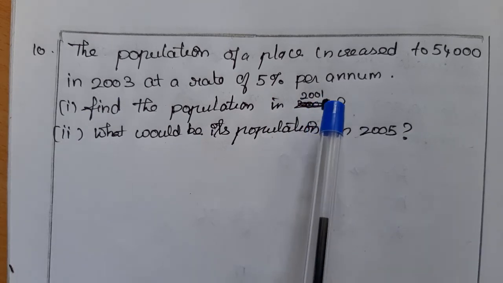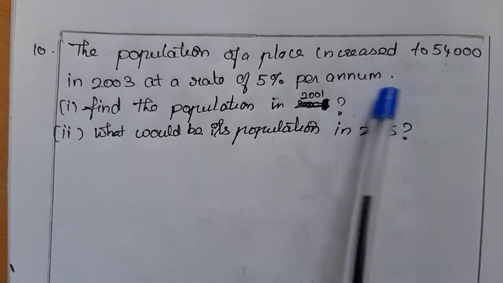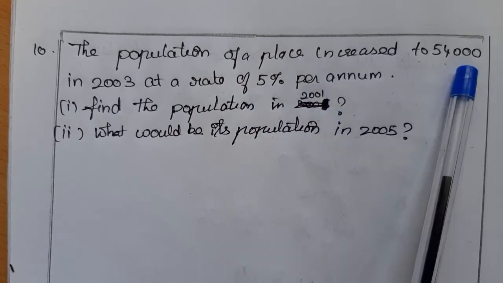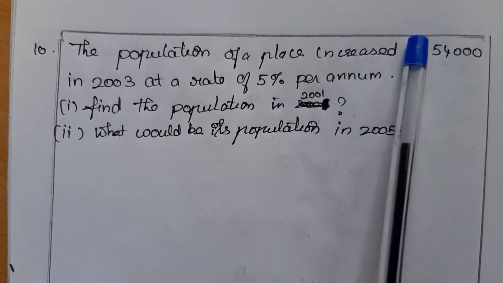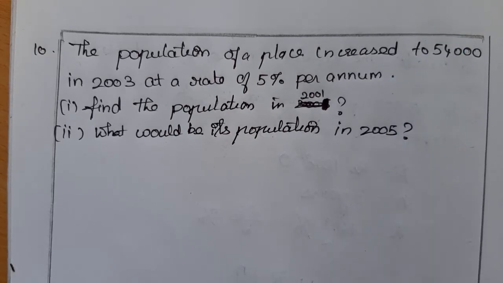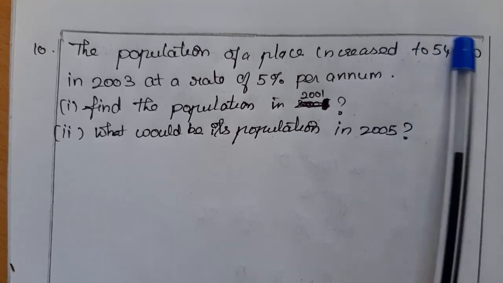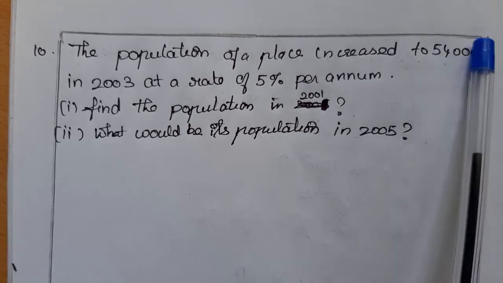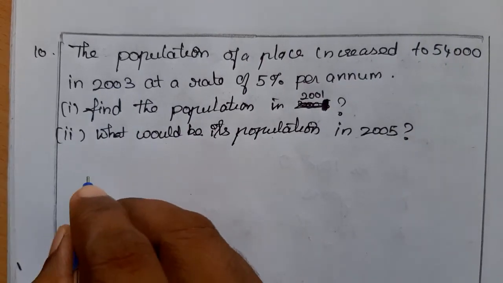So we have to find the population in 2001, but for 2003 it is given. That means the 2003 population includes the 2001 population. So this will be considered as principal and this will be considered as amount, because the amount contains the principal and interest, right? That is increased. So this contains the 2001 population. So this amount is the principal plus the increase, that is the interest.